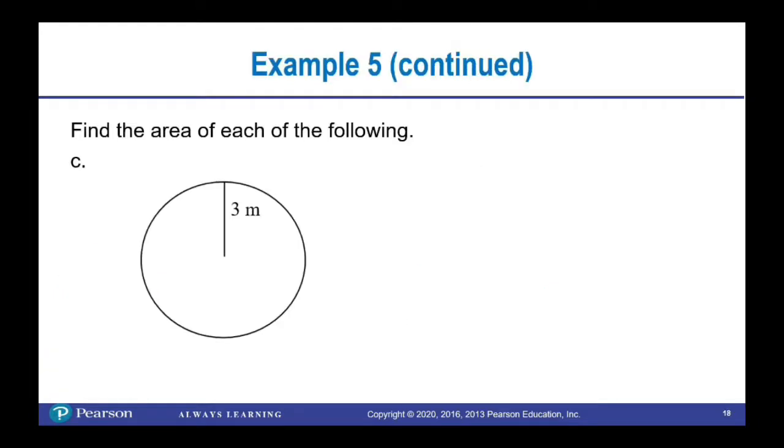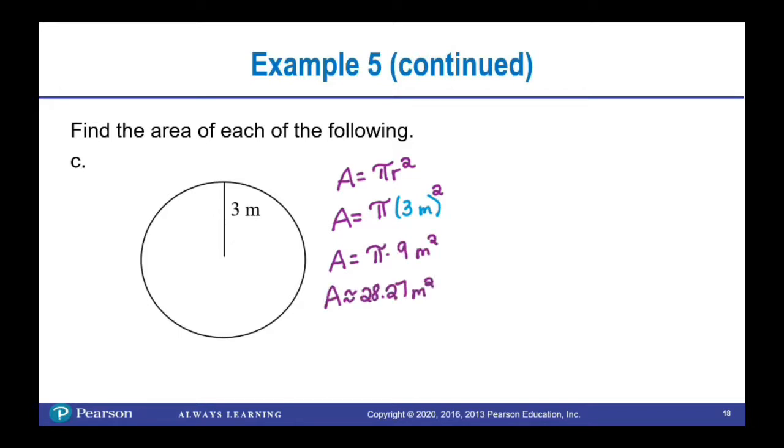Look at part C. We're still asked to find the area here of a circle. So our area is pi r squared. Our radius is 3 meters here. 3 meters squared is 9 square meters. And type this into your calculator and you end up with approximately 28.27 square meters.